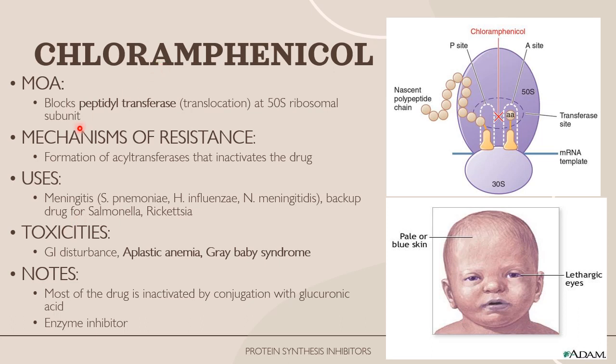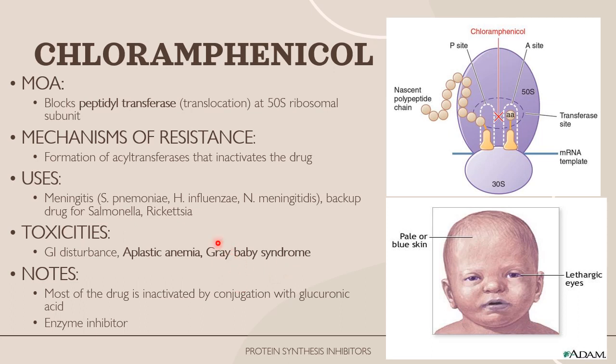Toxicities: chloram can cause GI disturbance like diarrhea, okay, abdominal pain, and it can also cause aplastic anemia. Pag sinabi nating anemia, the RBC level of the patient is low. Okay? This is because your chloramphenicol inhibits the maturation of your red blood cells. Okay? It can also cause gray baby syndrome.